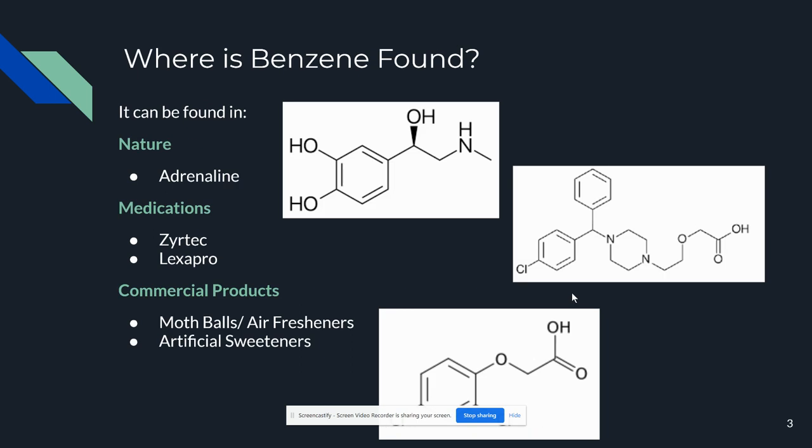You may be wondering where benzene can be found, and the answer is it's everywhere. It can be found in nature, such as adrenaline, in medications like Zyrtec, commercial products like mothballs or air fresheners or artificial sweeteners, and benzene was also used in the creation of Agent Orange in the Vietnam War. As one can see, benzene is abundant and its form can vary.